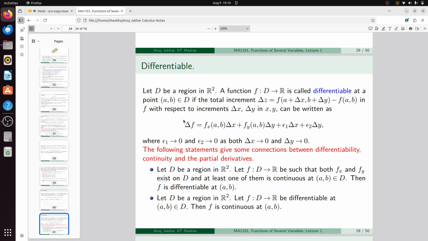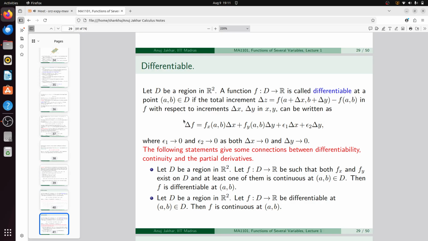So a comma b belonging to D, if the total increment delta z, which is f of a plus delta x, b plus delta y minus f of a comma b, in f with respect to increments delta x, delta y in x and y, can be written as delta f equal to fx a comma b into delta x plus fy a comma b into delta y plus epsilon 1 delta x plus epsilon 2 delta y, where epsilon 1 tends to 0 and epsilon 2 tends to 0 as both delta x, delta y tend to 0. The following statements give some connections between differentiability, continuity and the partial derivatives. Let D be a region in R2. Let f from D to R be such that both fx, fy exist in D, and at least one of them is continuous at the point a comma b, then f is differentiable at a comma b.